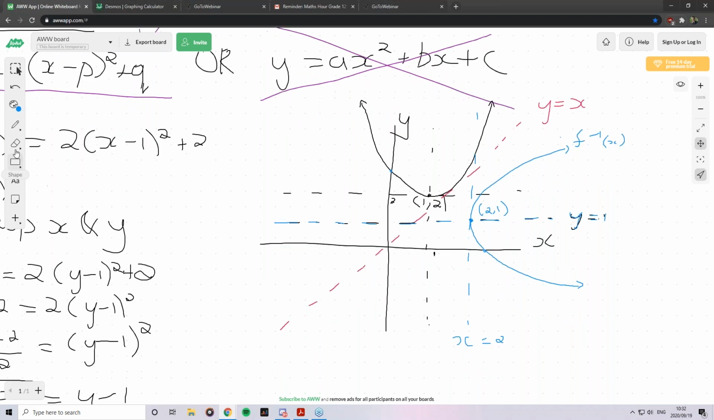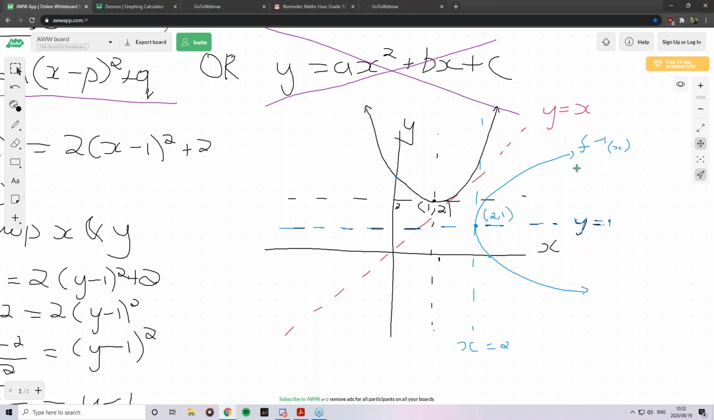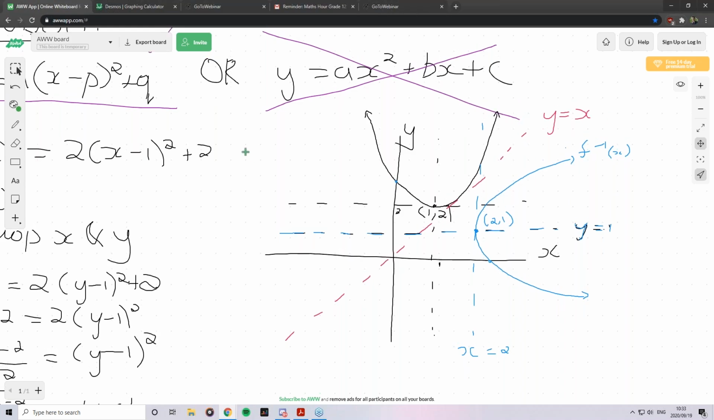Now, the one trick with parabolas is we want functions. Notice that this is definitely not a function. The reason it's not a function is because I can draw a line like this. And what you notice is that for one x value, I have two y values. And this doesn't work for functions.